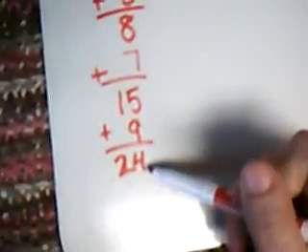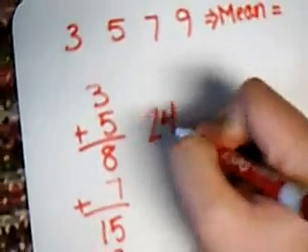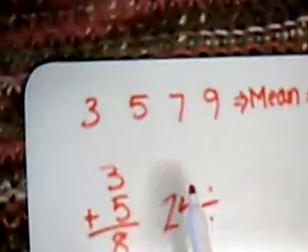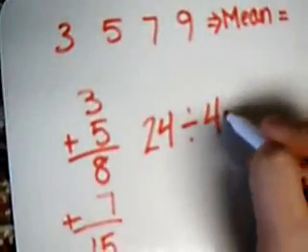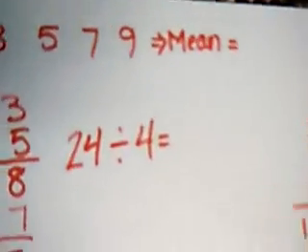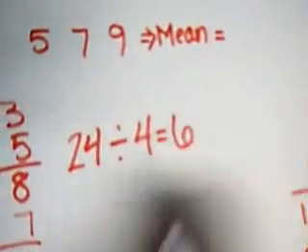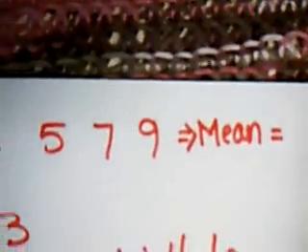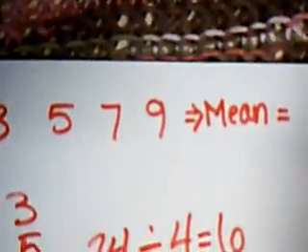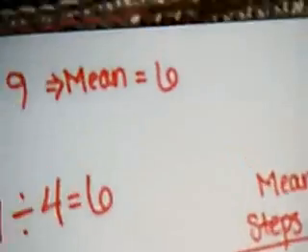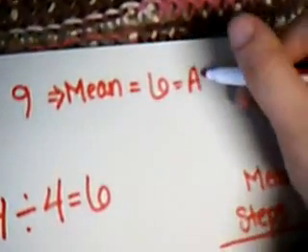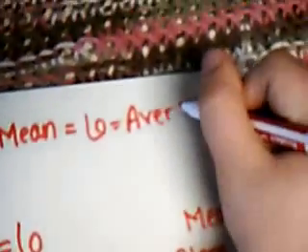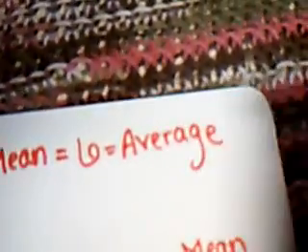Okay, so what you're going to do is take what you added. So you're going to take the sum of all the numbers, and you're going to divide that number by the amount of numbers that you have. So there's 4. And then 24 divided by 4 equals 6. Okay? So the mean of 3, 5, 7, and 9 is 6. And that is also known as the average.